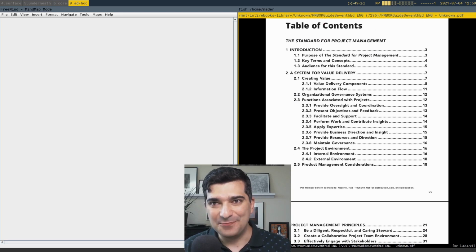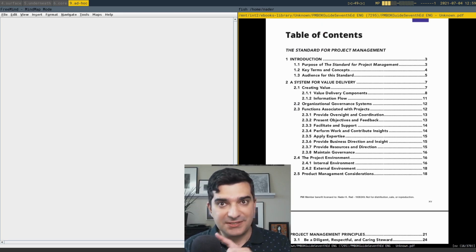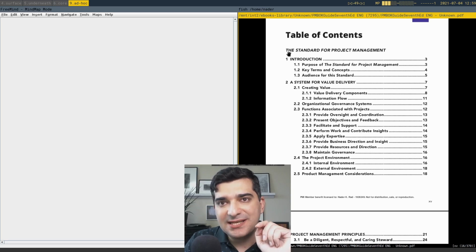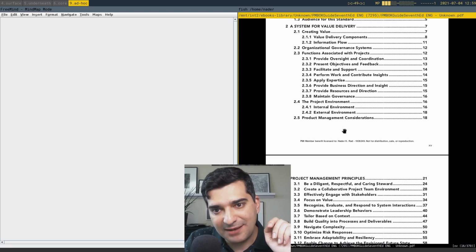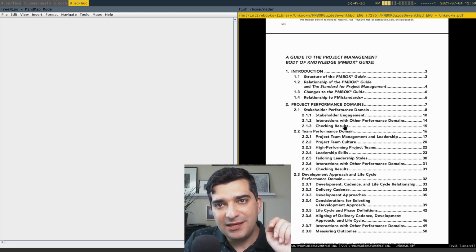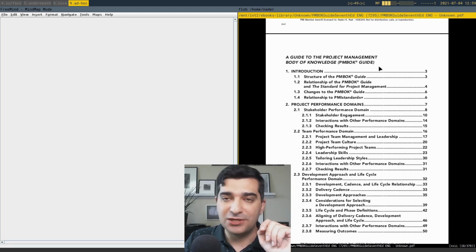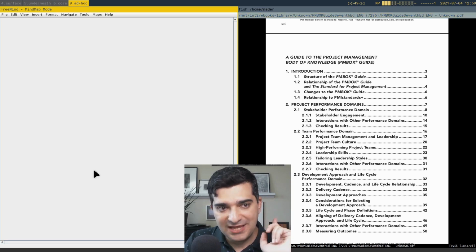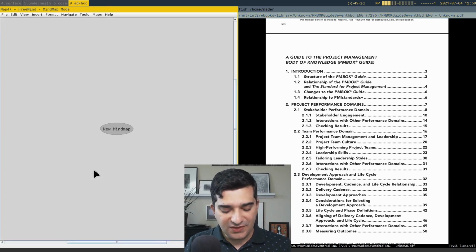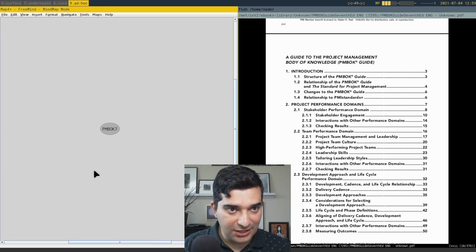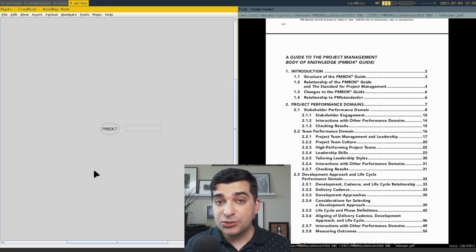All right, so the table of contents, do you see it here? It says the standard for project management, and then we have a number of chapters, and we come here, and there's a next section, it's called the guide to the project management body of knowledge. That's where we start. So we have PMBOK Guide 7th edition, and it has 2 sections. One of them is the standard, and the other one is the guide.